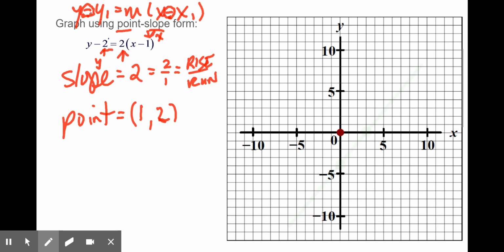Let's see how you graph this now. The first thing you do is graph your point: right 1, 2 up, make a point. From here, we use our slope and rise over run. We rise 2 and go 1 to the right, 2 up, 1 to the right, 2 up, 1 to the right. We could also go 2 down and 1 to the left, 2 down, 1 to the left, 2 down, 1 to the left. Then we draw through the whole graph, connecting all the points, and there's your line. You're all done.